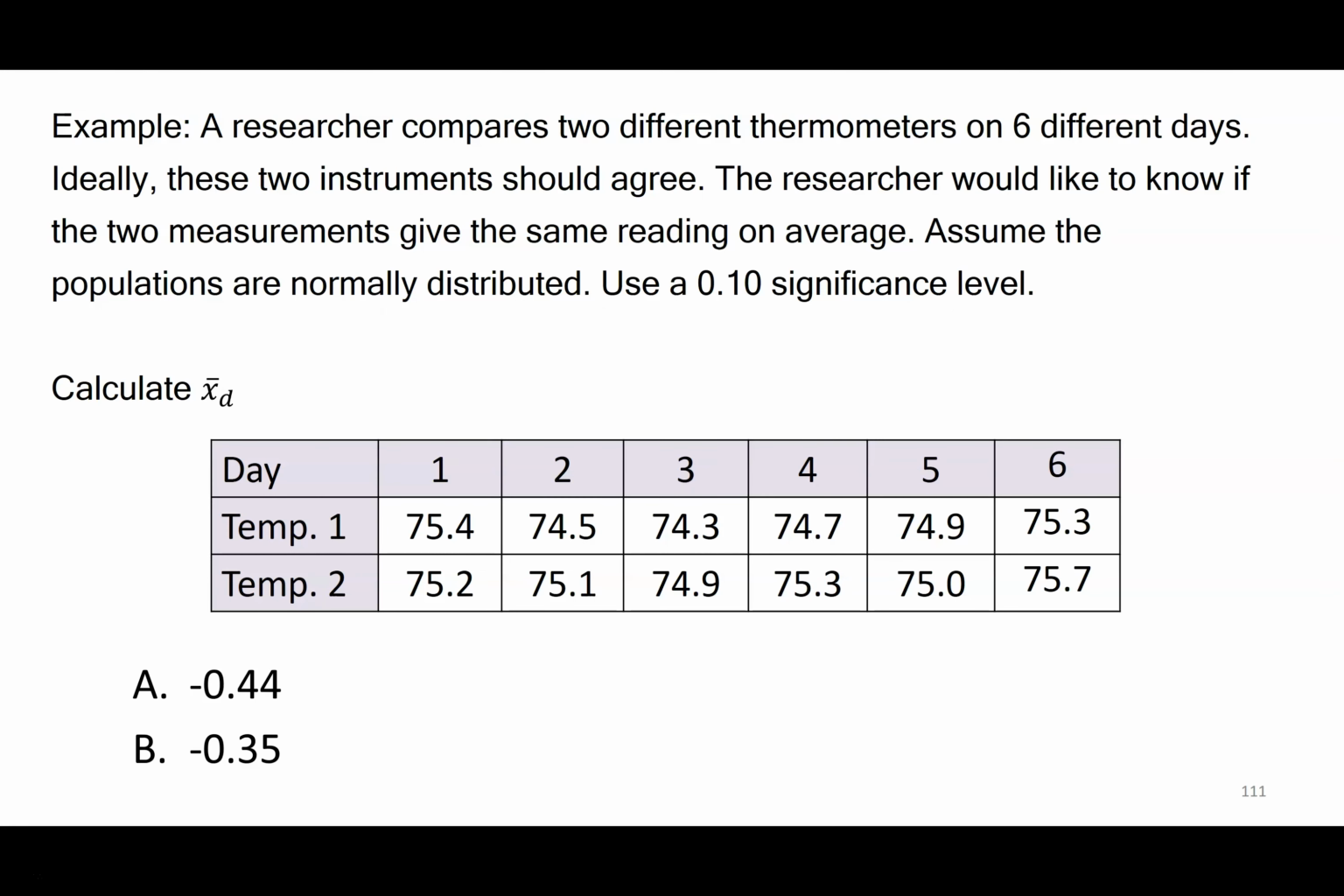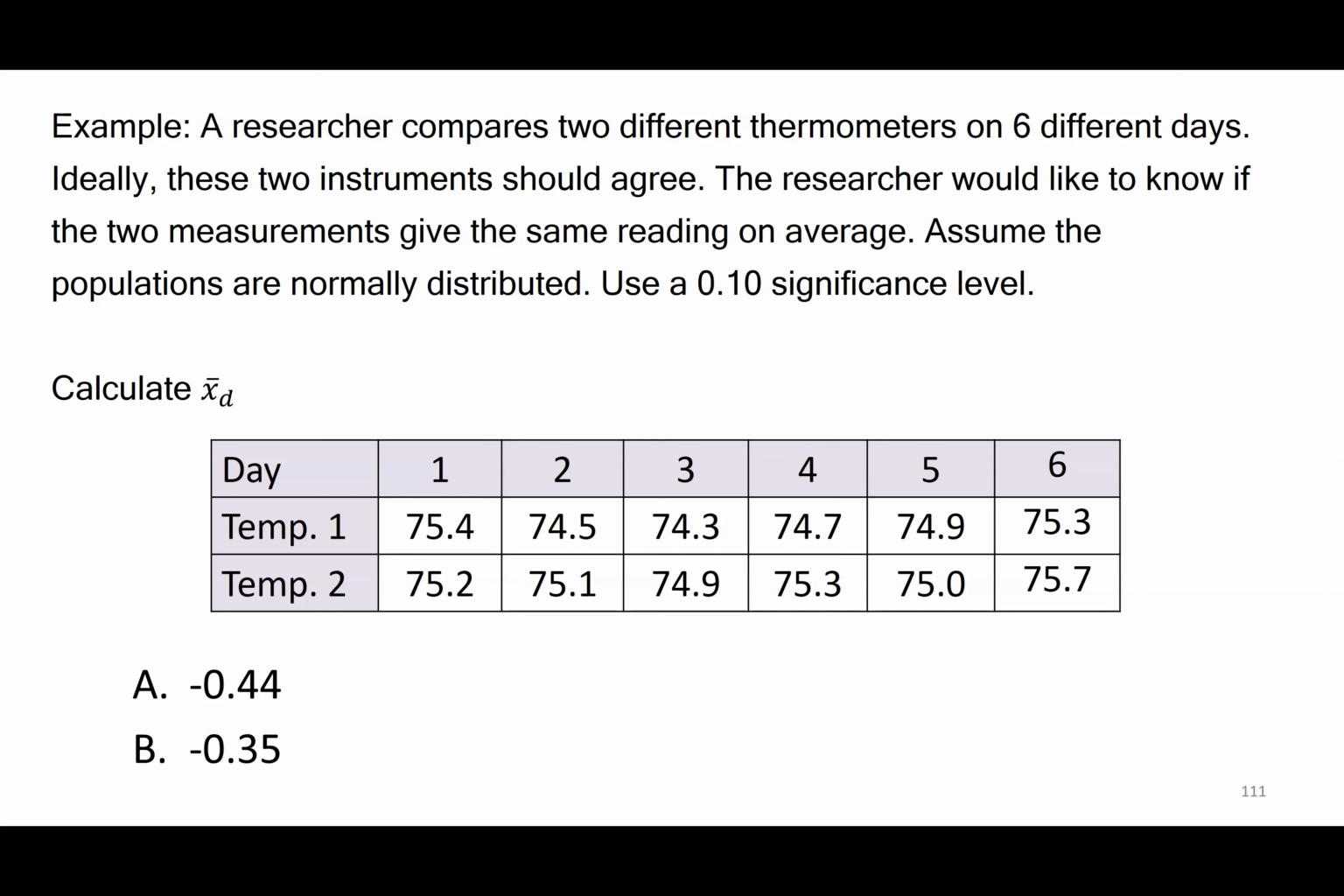Here is an example, should be a throwback to last week. We have a researcher comparing two different thermometers on 6 different days. Day 1, here's the temperature, using 2 different thermometers. Day 2, here's the temperature using 2 different thermometers. Ideally, these thermometers should agree. I've done a similar experiment with scales and weights. But the researcher wants to know if the 2 measurements give the same reading on average.